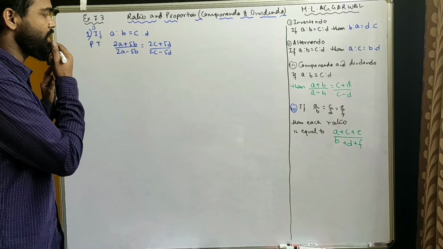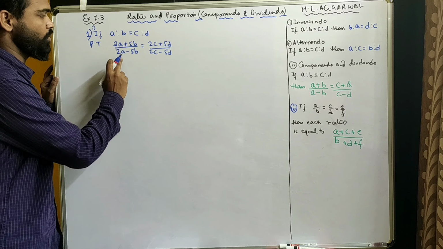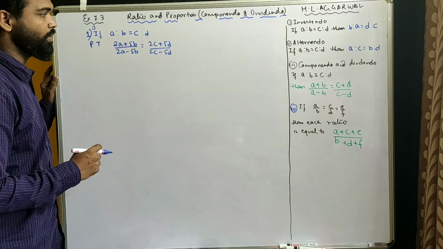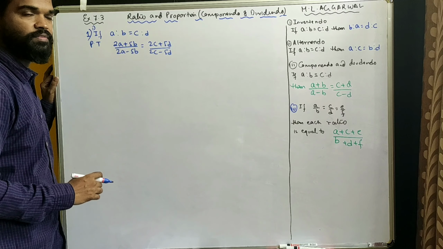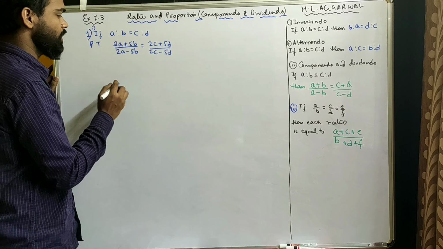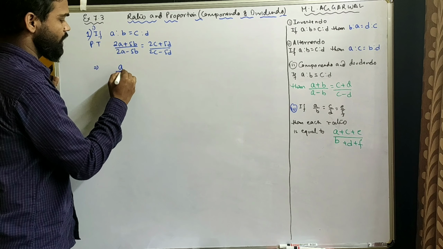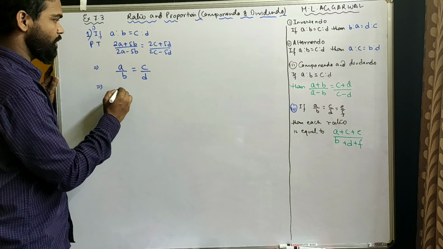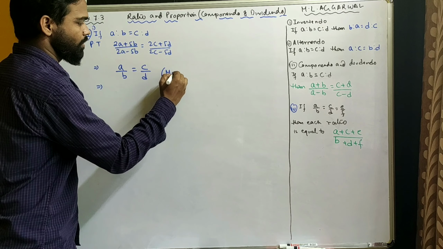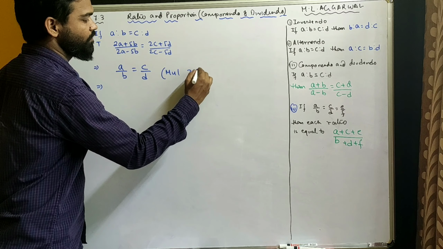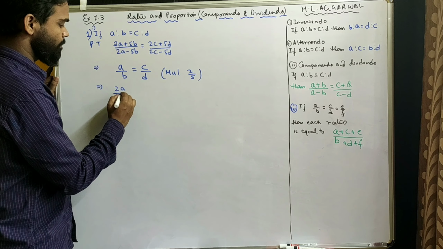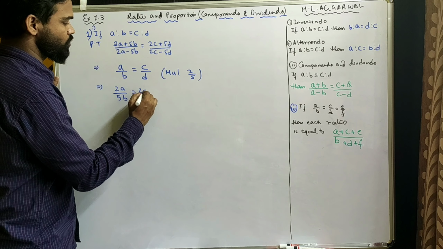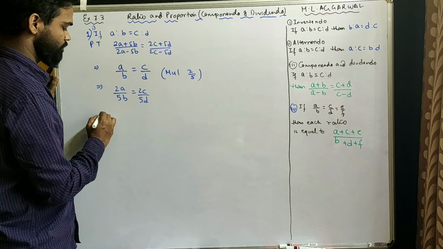Now look at part 1 from exercise 7.3, which says if A is to B is equal to C is to D, prove that (2A plus 5B) by (2A minus 5B) is equal to (2C plus 5D) by (2C minus 5D). Now look at this sum carefully. What is given? A by B is equal to C by D. What will I do? Multiply 2 by 5 on both sides. So what do we get? 2A by 5B equals 2C by 5D.